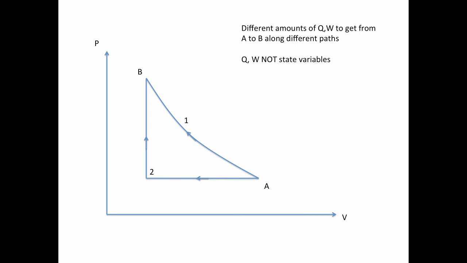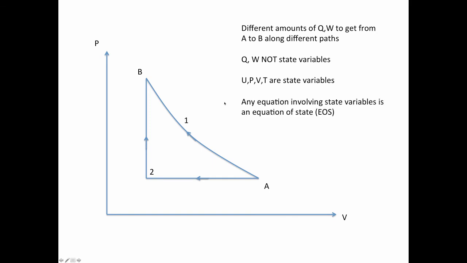It is characterized by a certain temperature, which means its internal energy is a state variable. It tells you what state it's in. So internal energy, pressure, volume, and temperature are state variables. They are unique to these individual points on the PV diagram. And finally, any equation involving state variables is called an equation of state, which is sometimes abbreviated to EOS. So PV equals NKT is the ideal gas equation of state. PV to the power gamma is equal to a constant is the adiabatic equation of state.